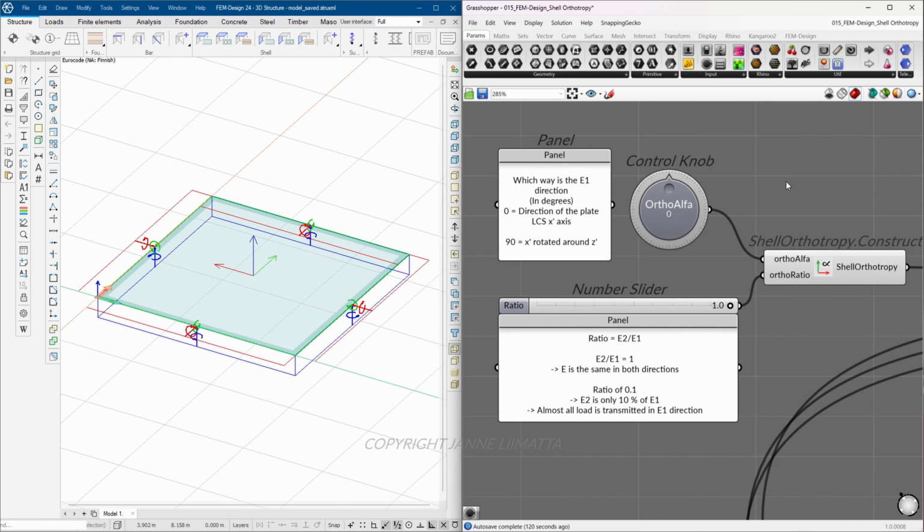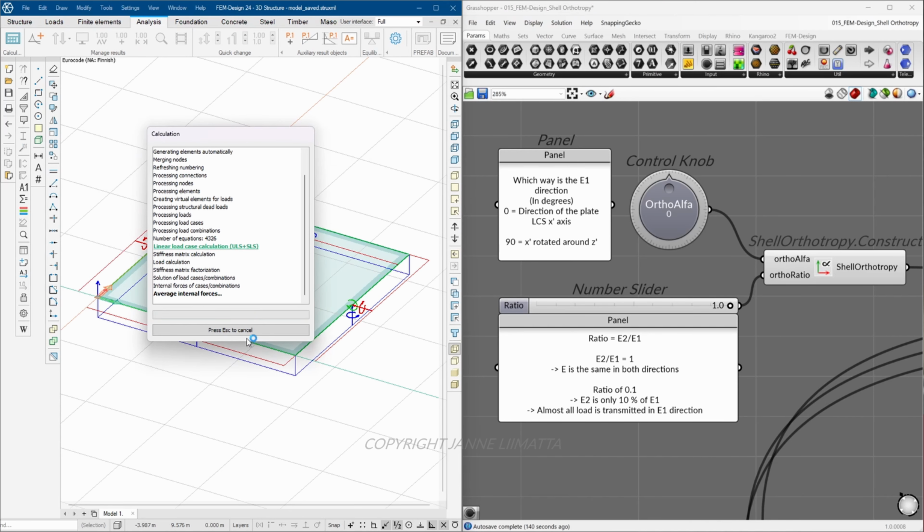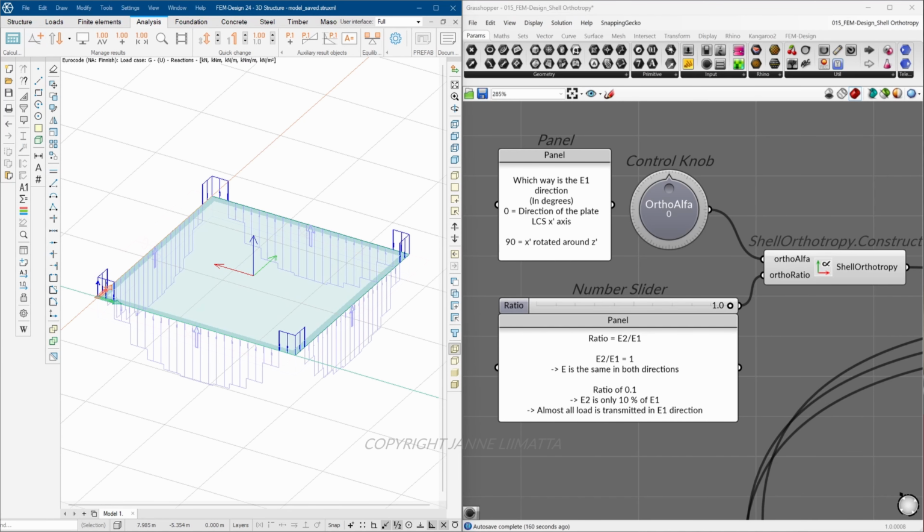In the model, I have rigid supports and hinged edge connections. I will run the analysis and navigate to results. The ratio is set to 1 and it can be verified that all of the edges collect the load equally. I will now change the ratio to 0.1.